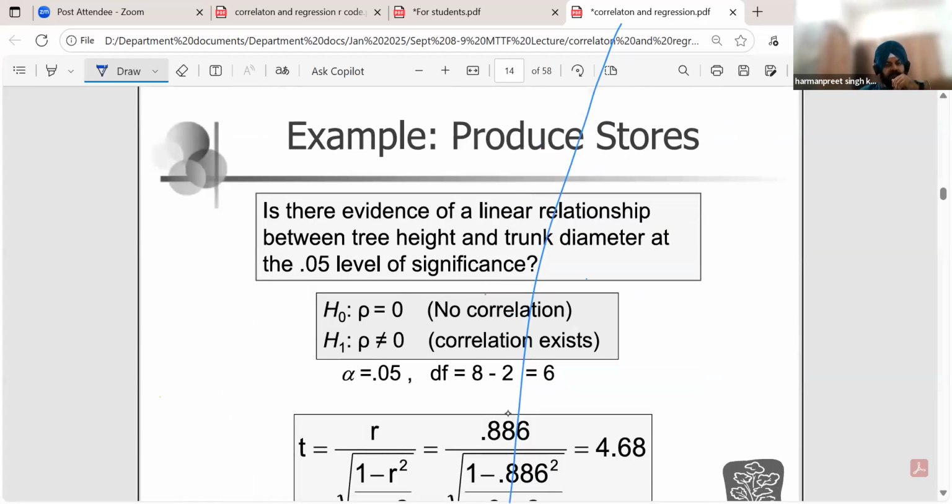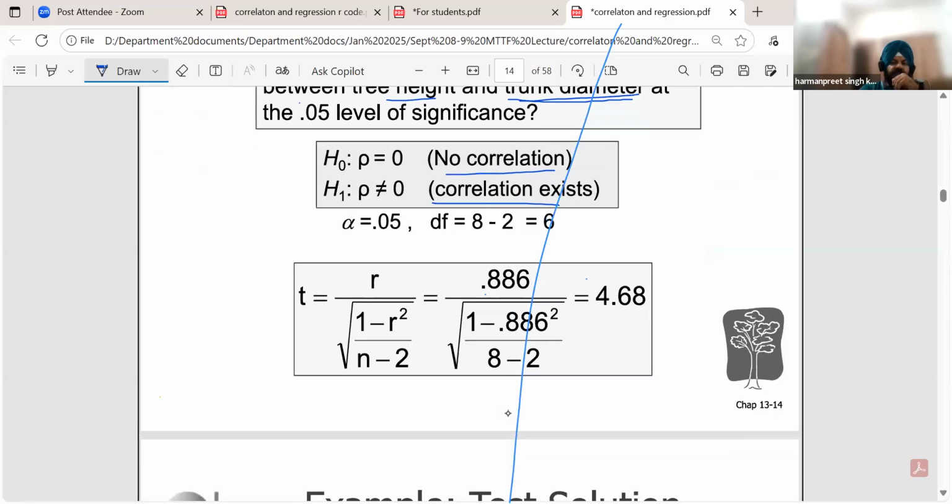So is there evidence of a relationship between tree height and trunk diameter? This is an example in which one variable is height and the second one is diameter. So we have the hypotheses of no correlation and correlation exists. What is the main objective? We want to see whether a correlation exists between these two variables or not, at an alpha of 5%.